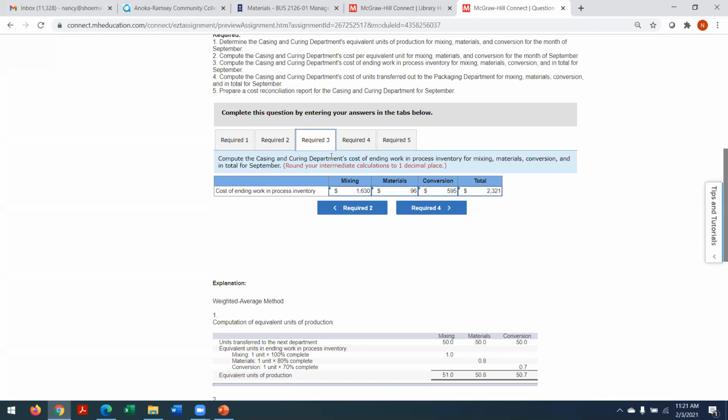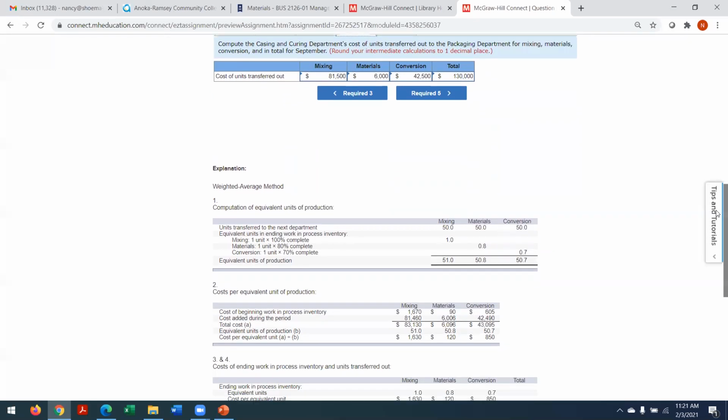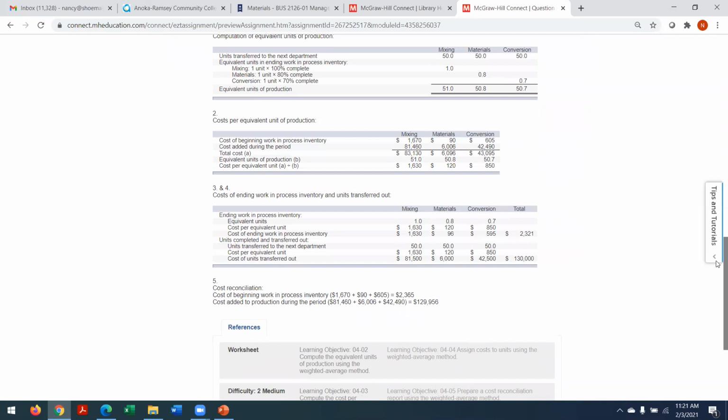Okay, next, compute the casing and curing department's cost of units transferred out to the packaging department for mixing, materials, conversion, and in total. So the amount transferred out, we know that we had 50 units transferred out. We know the cost per unit: $16.30 for mixing, materials $120, conversion $850. That's how you're going to calculate the total cost transferred out.